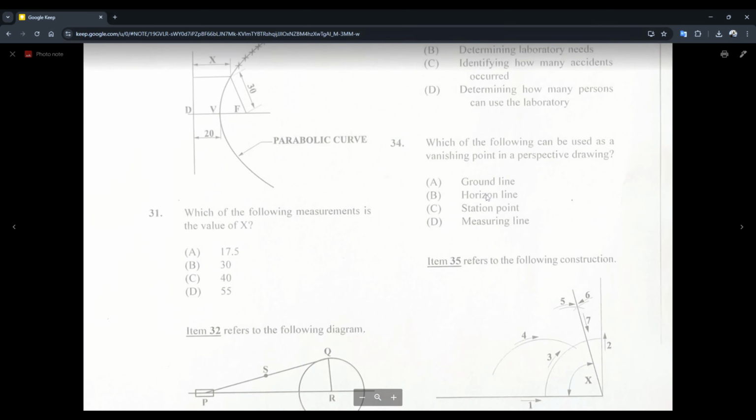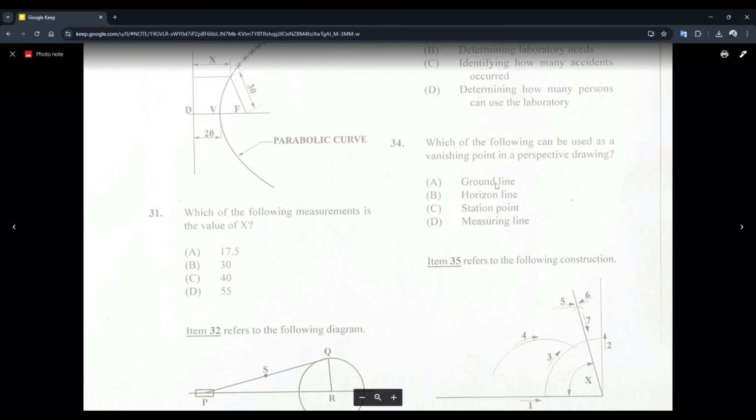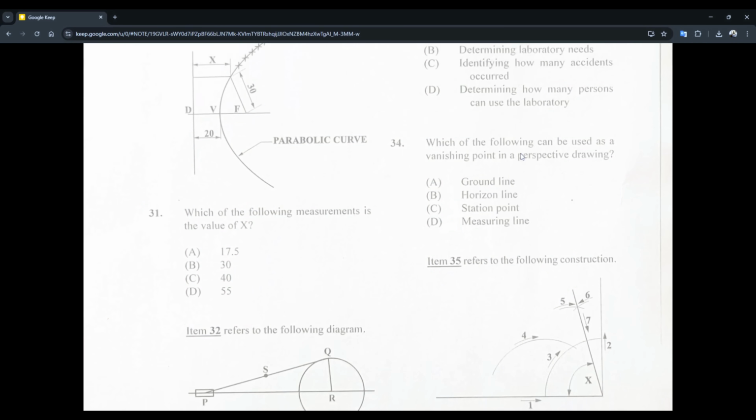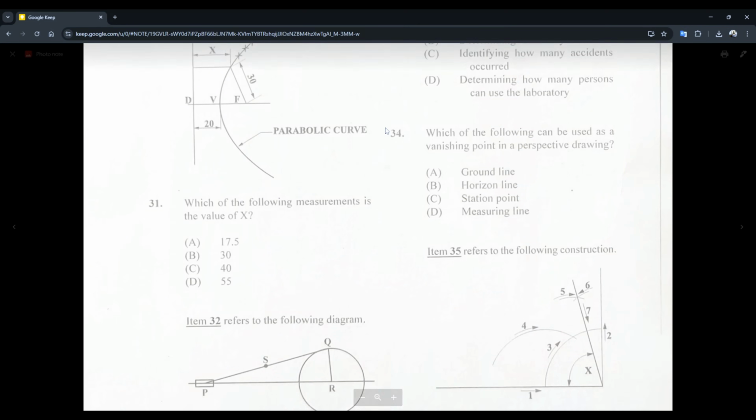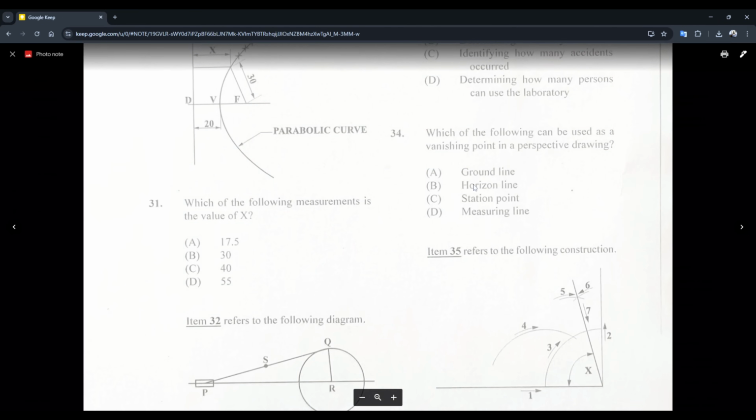The ground line, the horizontal line, the station point, the measuring line. We had a perspective drawing question recently, and I will say the horizontal line. Actually, the vanishing point often falls on the horizontal line. So number 34, I still think the question is weird, but number 34B.